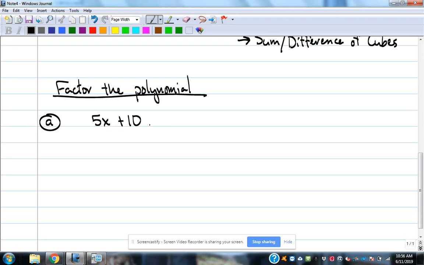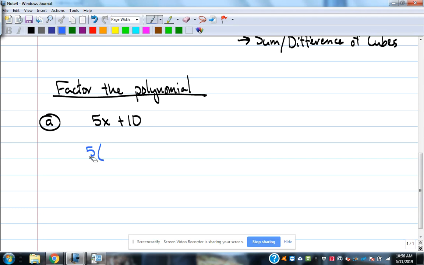Always look for that first. It doesn't mean there will be one, but you always look for that before you do anything else. With this one, 5x and 10 have what in common? What number goes into both of those? 5. So the greatest common factor is going to be 5. So I'm going to put the GCF out in front of the parentheses.